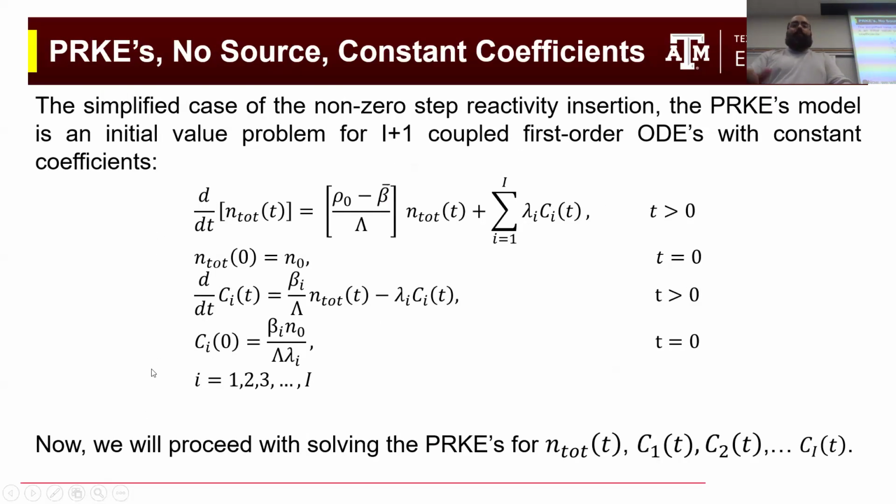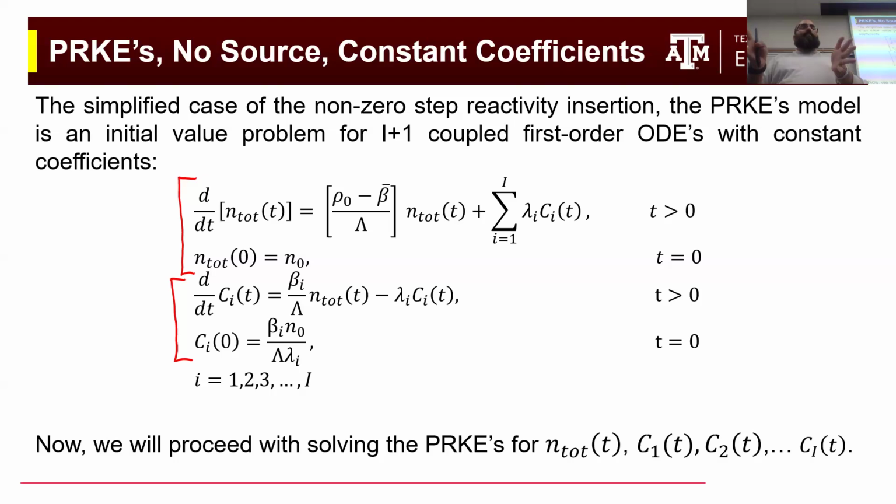So this is the full problem statement, where we're writing the neutron density and its initial condition, and the precursor density equations and their corresponding initial conditions. Notice that for every C_i, you're going to write an equation for this precursor density. And for every C_i, you're also going to have an initial concentration, so C1 of 0 would be beta_1 n naught over big Lambda times lambda_1. You would have a similar formulation for i equals 2, 3, and 4, all the way up to big I.